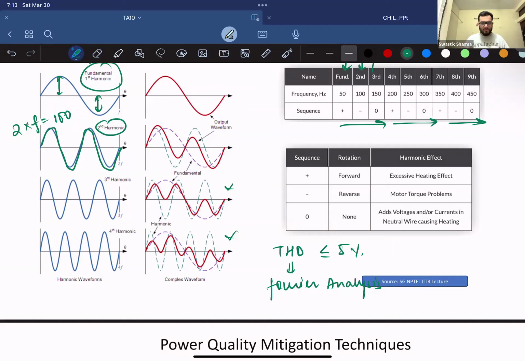By Fourier analysis, what you do is you break the time series data into frequencies, and you check how much frequency component is available in the whole.